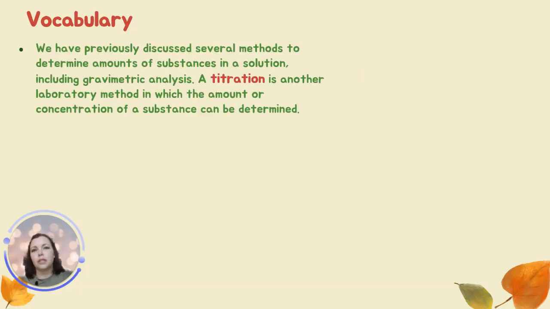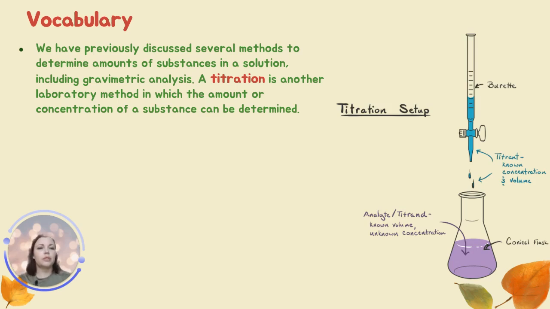So we've previously discussed several methods to determine amounts of substances in a solution, including gravimetric analysis. A titration is another laboratory method in which the amount or concentration of a substance can be determined. So this is what this looks like.